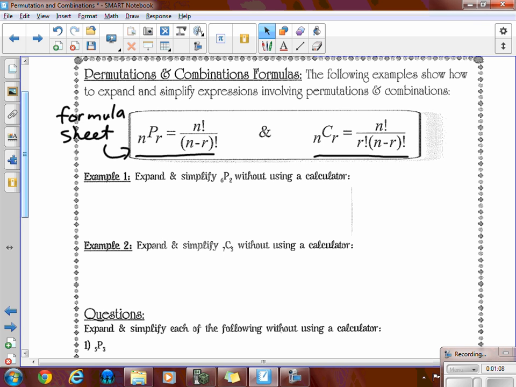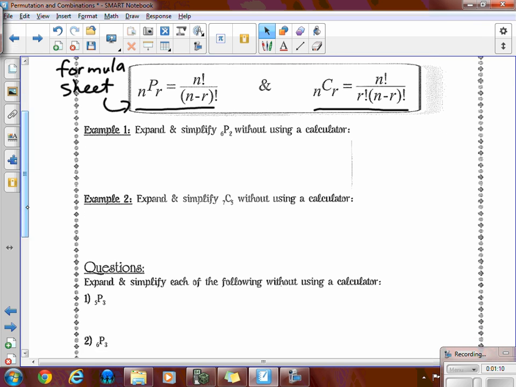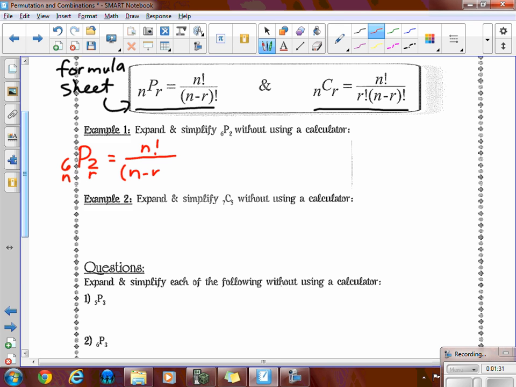So we'll just jump in and start looking at this first example that says expand and simplify 6P2 without using a calculator, which means use the formula. So 6P2, if we were to consider this, this would be our n, this would be our r, and to start with the formula, it's n factorial over n minus r factorial, just from above there. Now just substitute the values in that we need. So n factorial, that's 6 factorial, over 6 minus 2 factorial.